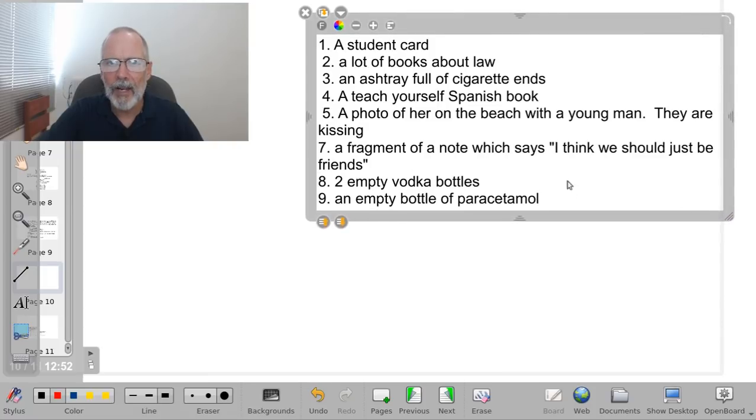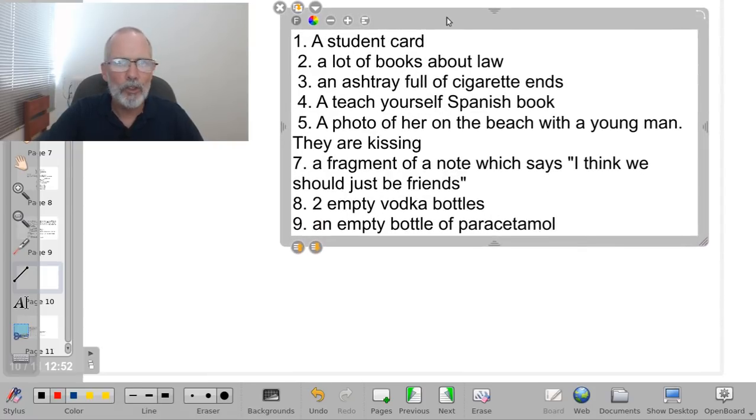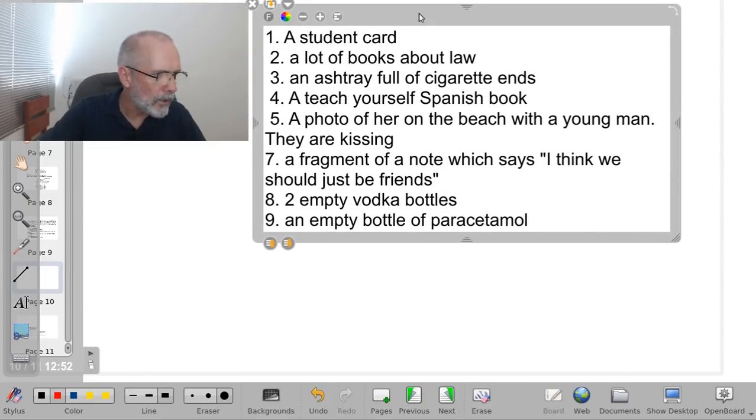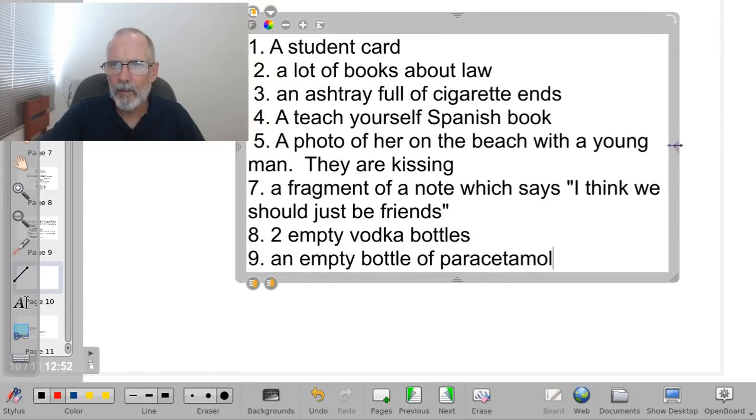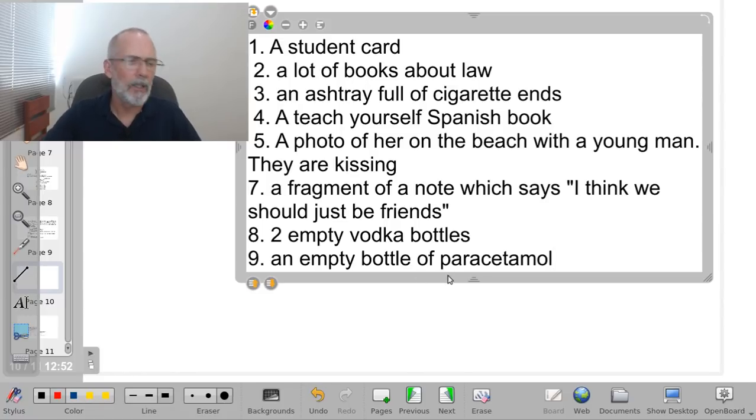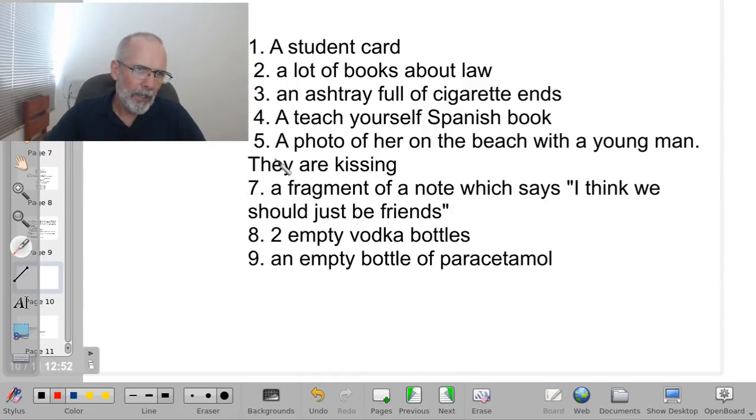So the first thing we found was a student card. I think we can make this a bit bigger. What deductions can you make if you find a student card? Who can write a deduction in the chat? We don't know anything about this person, but if they have a student card, we can assume. What can we deduce about this person? Can anybody make a deduction about this person?